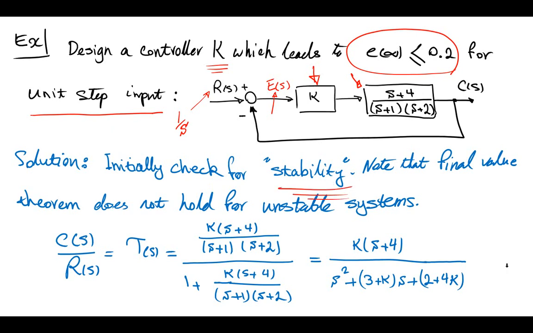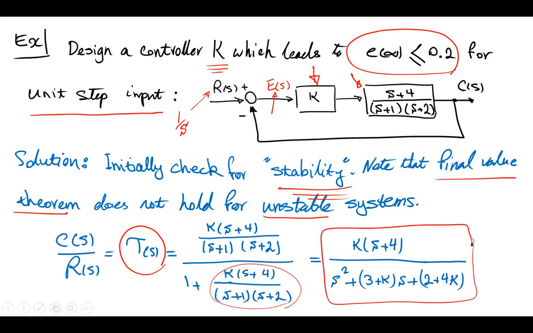Note that the final value theorem does not hold for unstable systems. So let's find the closed loop transfer function, the transfer function relating the output of the whole system to its input. C over R is the transfer function in the direct line over 1 plus the loop gain function. When we simplify it, we end up with this transfer function.